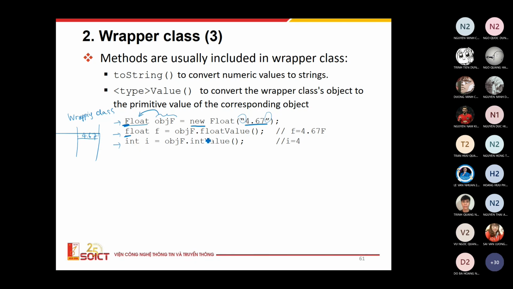This way, you will convert this object F to the float value. Here you see the type and then the value, and you want to convert to float, so you will write floatValue. The return value can be assigned to f, which is a primitive data type, and f has the result like this. And with the same object, if you want to convert to an int value, you will write intValue, and the result for i is 4.